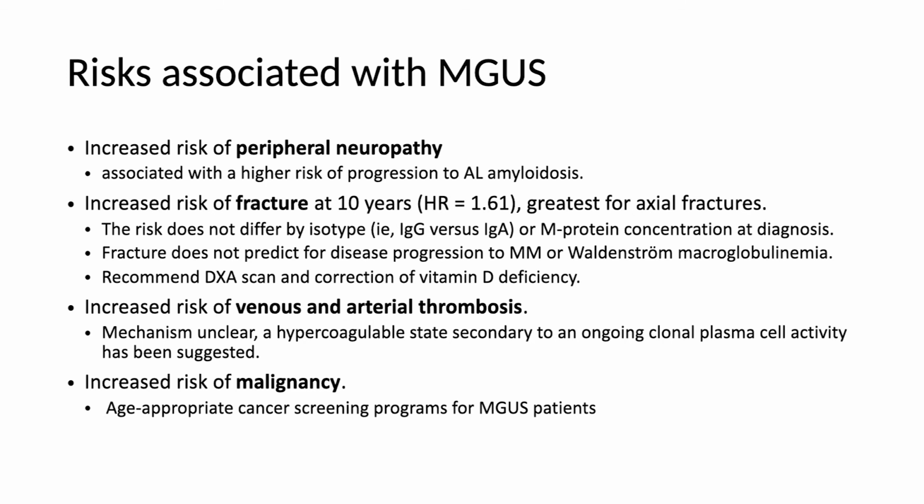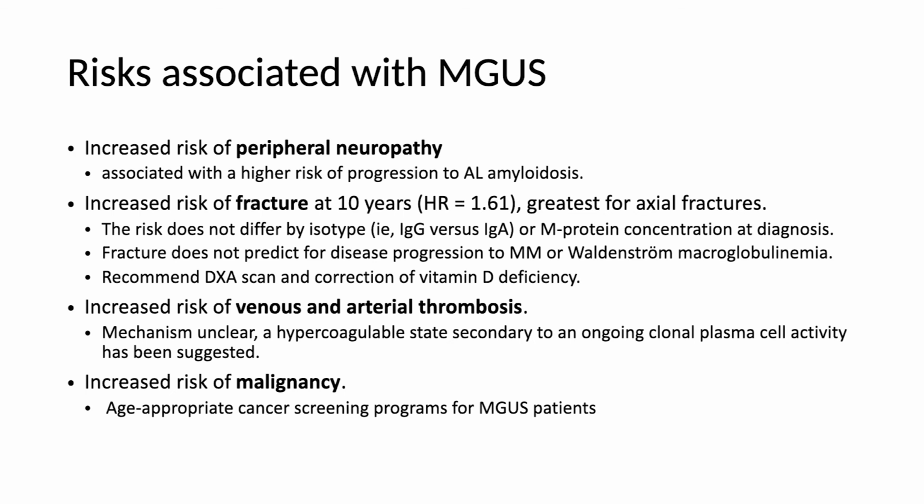So we said MGUS doesn't cause end organ damage, but what are the risks associated with MGUS? MGUS can progress to multiple myeloma at the rate of 1% per year, so that's why it needs to be monitored. It increases the risk of peripheral neuropathy. The mechanism of peripheral neuropathy in monoclonal gammopathies in general is not well understood, but MGUS is a risk factor for that.